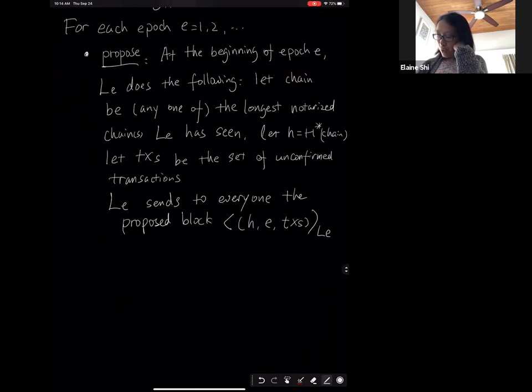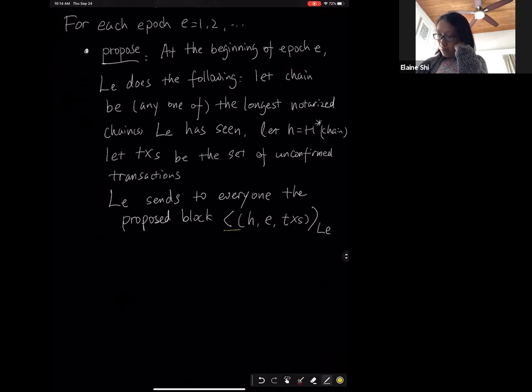I'm using this notation to denote a signature. It means the leader LE has signed this message, and it's sending the message as well as the signature to everyone. This block extends from chain because it contains the hash of chain, so it specifies exactly which parent chain I'm extending from.